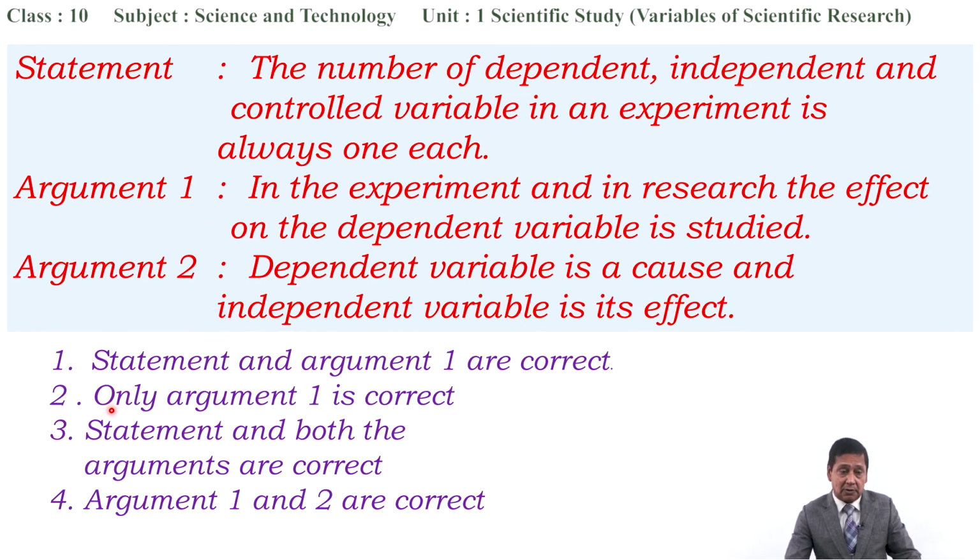Now let's talk about the second. Only argument 1 is correct. Okay, let's go through argument 1. In the experiment and in research, the effect on the dependent variable is studied. Is it? Yes. The effect on the dependent variable is studied by manipulating the independent variable. This argument is correct. But here only this is told. Maybe the second argument is also correct. That's why this option is suspended. May be correct, may not be correct.